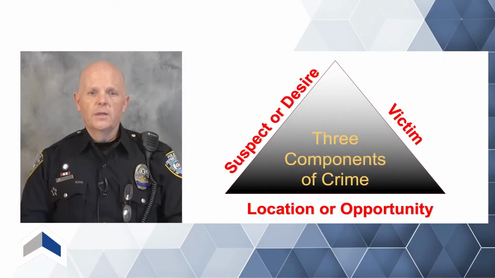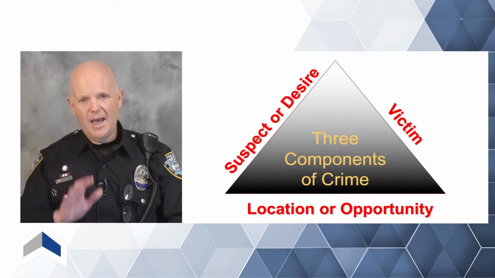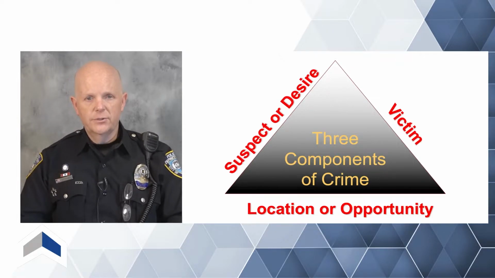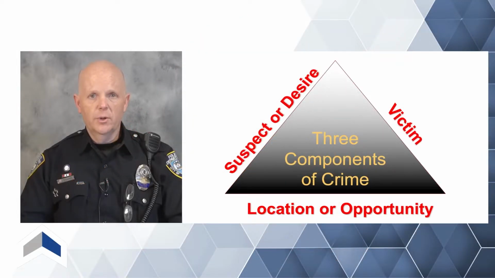This is called the crime triangle, and I like to show this because the center of this triangle is going to be the crime. You fill in the blank. It can be a theft, robbery, burglary. In order for a crime to occur, you have to have three components. You have to have a suspect or a person with a desire to commit the crime. You have to have a victim of the crime, and you have to have a location or an opportunity for that crime to occur.